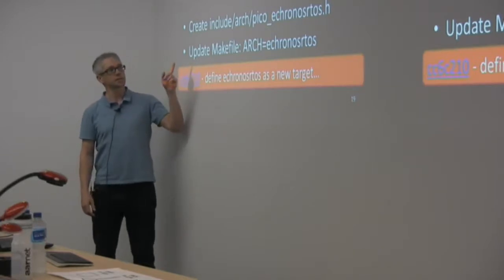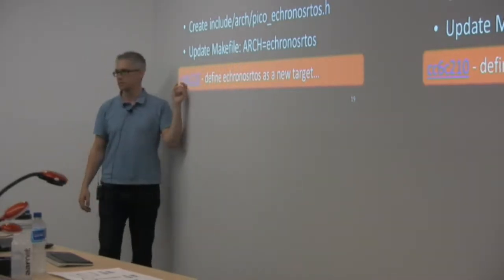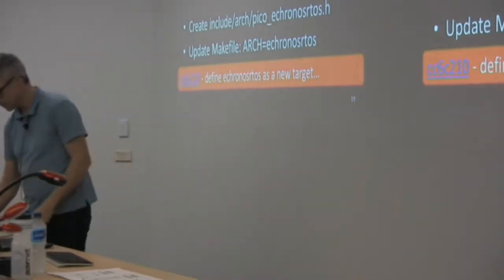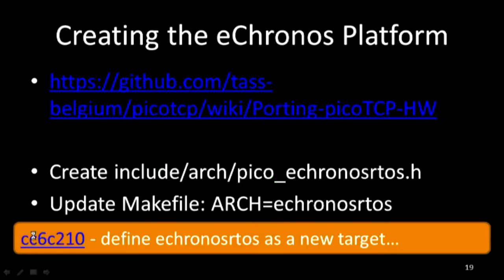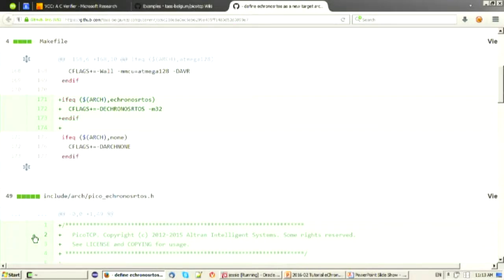You find these exact changes just to make this make arch eChronos RTOS work in this revision. So if you want to just have a look at that, you will find that on our GitHub, and can just look up the ref ID, and you will find this diff. So as I mentioned, we needed to update the makefile to tell it, oh, hey, there's something called eChronos RTOS now as a target platform. And we needed to add this header file, eChronos RTOS.